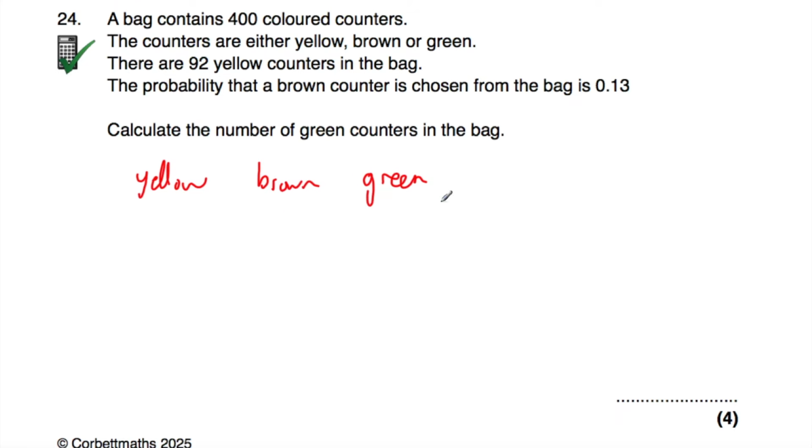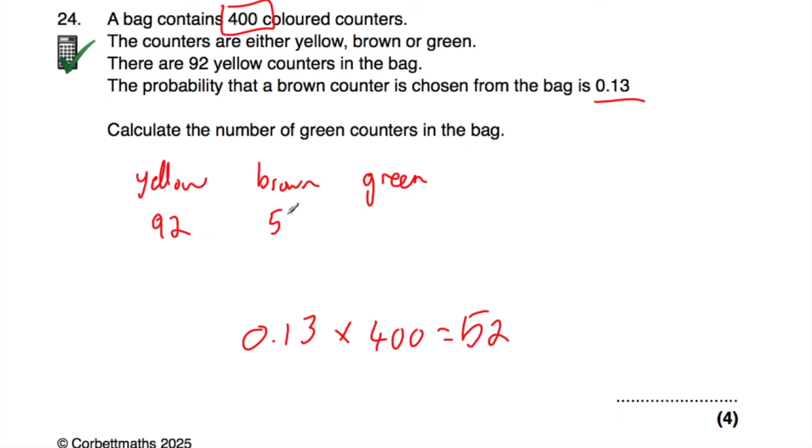And let's write down the number of each of those counters in the bag. So we know there's 92 yellow counters in the bag. Okay, now we were told the probability of a brown counter being picked at random from the bag is 0.13. So if we times that probability, 0.13, by how many counters are in the bag, which is 400, that'll tell us how many brown counters are in the bag. So if you times the probability by how many there are, that'll tell you how many brown counters there are in the bag. So 0.13 multiplied by 400 is equal to 52. So that means there's 52 brown counters in the bag.